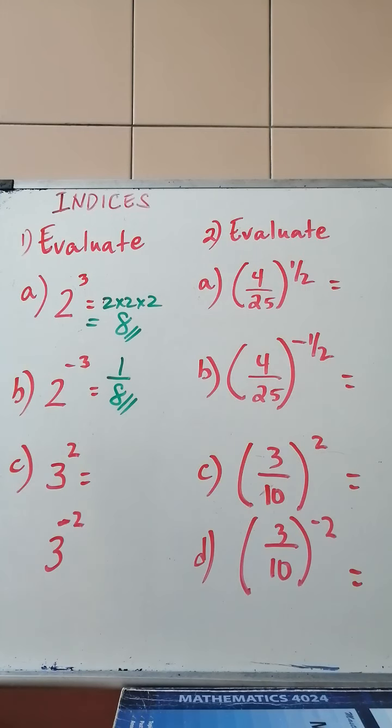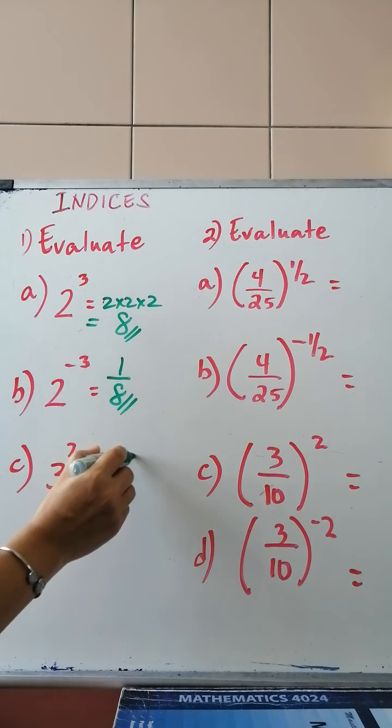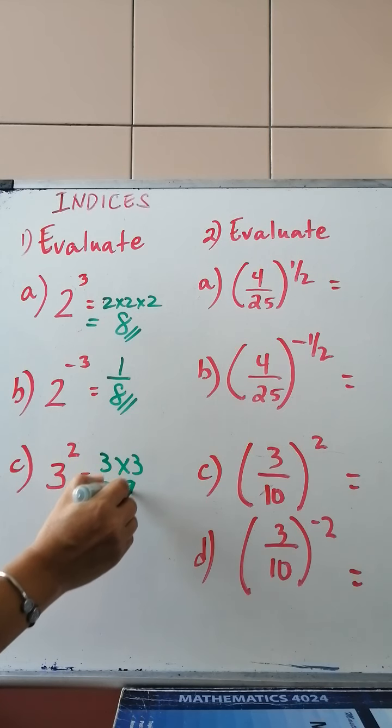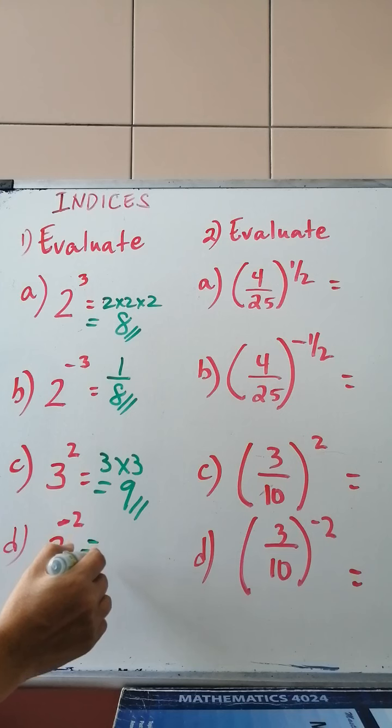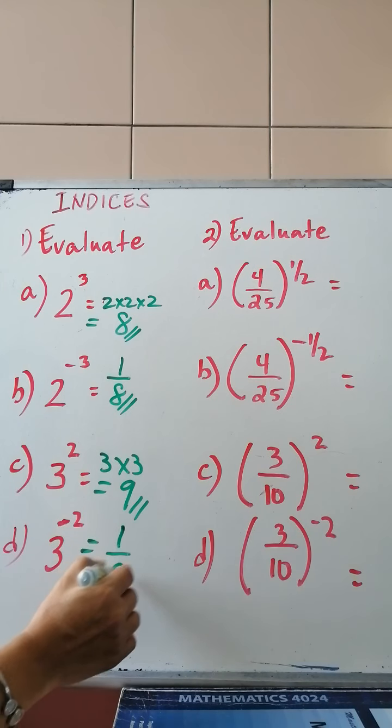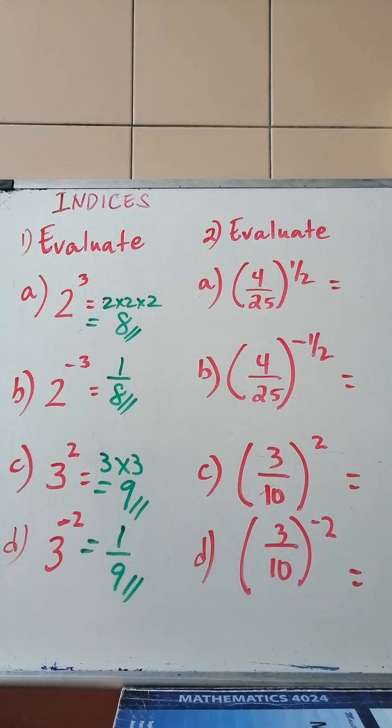And then how about for 1C? We have 3 squared, which means 3 times 3, wherein our answer is 9. And then for letter D, we have 3 to the power of negative 2. Just like 1B, since it is negative, we need to find the reciprocal of 9, or the opposite, or we flip it. It will be 1 over 9 because it is negative.